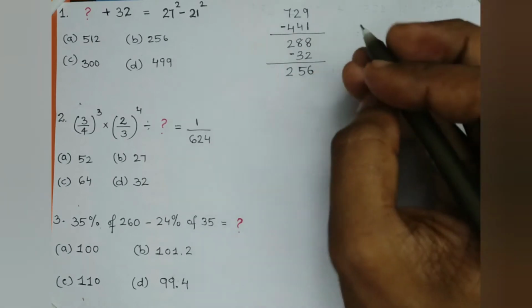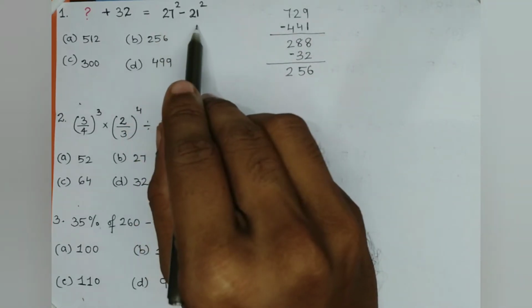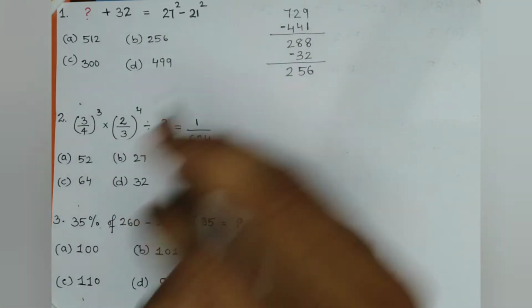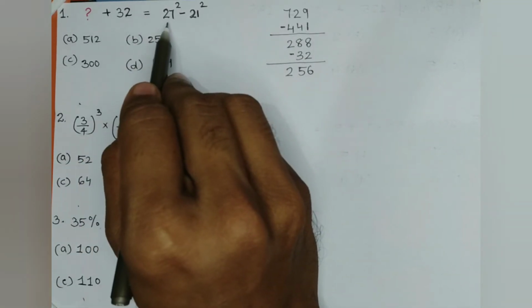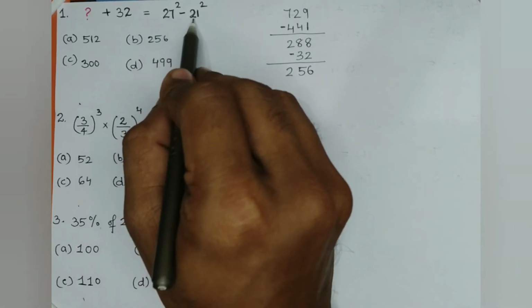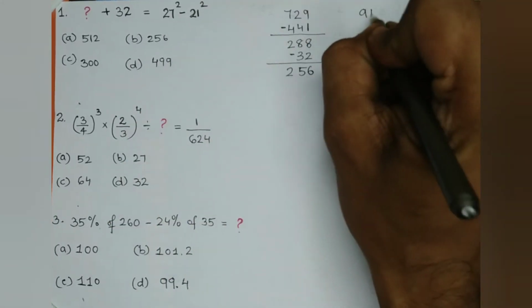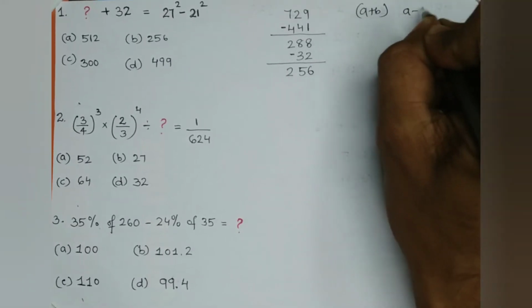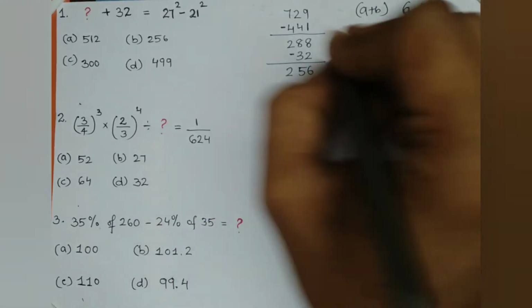and you will get 256, right? If you don't know the squares of 27 and 21 also, you can simplify this question. How? Because if you look here, you can see that it is in the form a square minus b square, and you know the formula for a square minus b square: it is a plus b into a minus b.